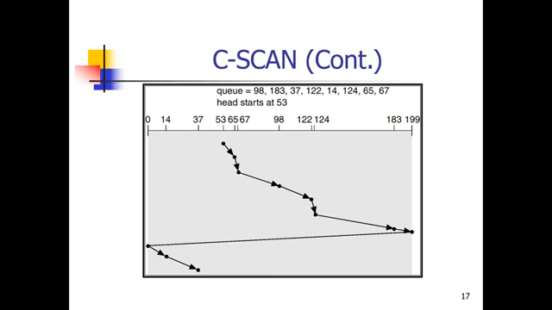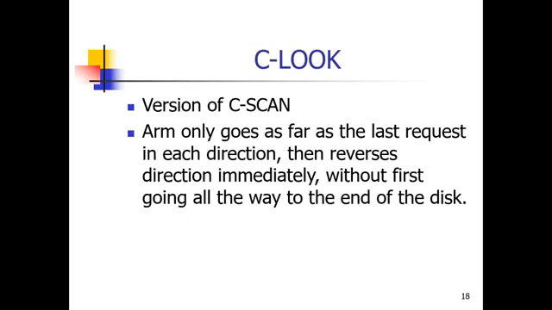Similarly, you just calculate the difference between all the different head movements and do the sum, and you will get the total head movement and compare it with normal SCAN, right? Another algorithm is what we call LOOK, and C-LOOK is the last one. This is a version of SCAN. The arm only goes as far as the last request in each direction, then reverses direction immediately without first going all the way to the end of the disk.